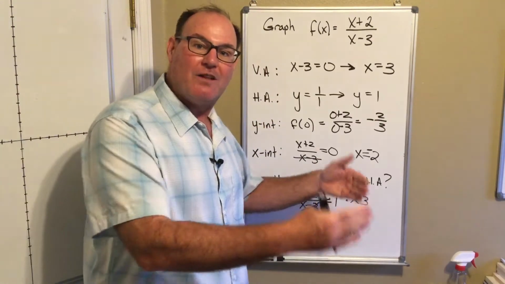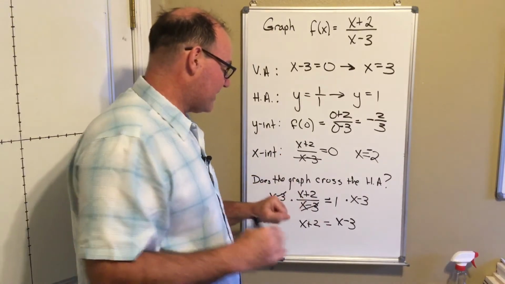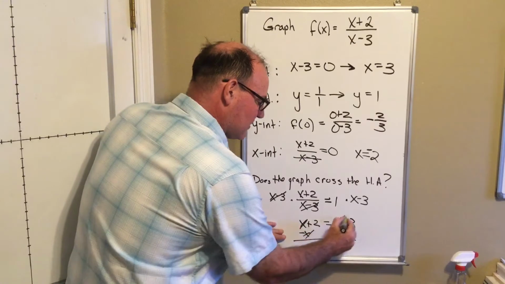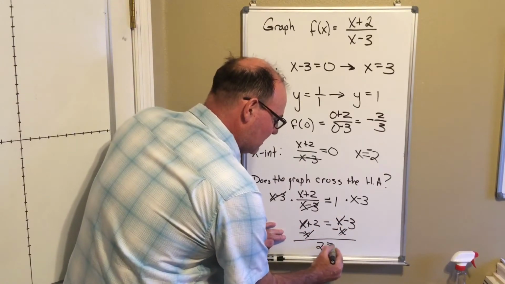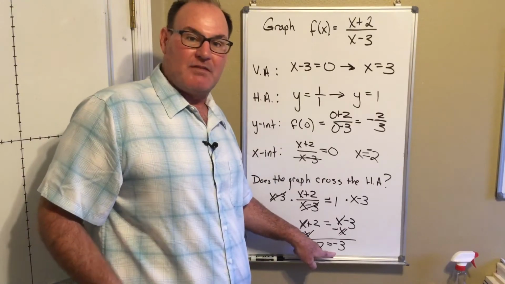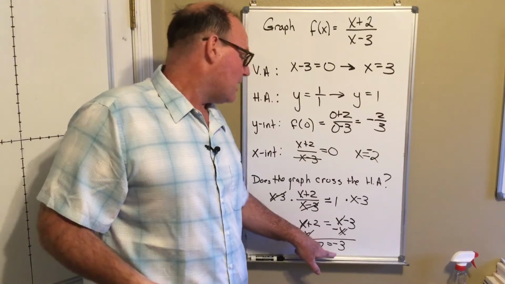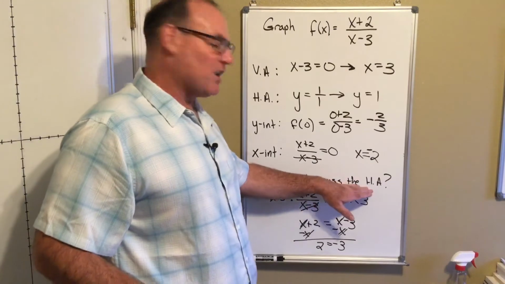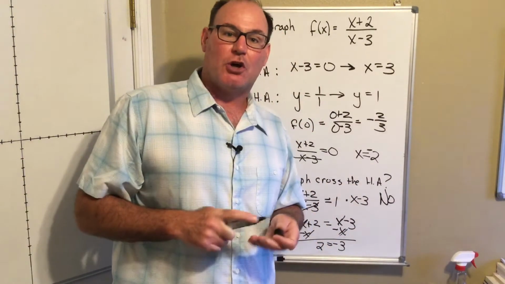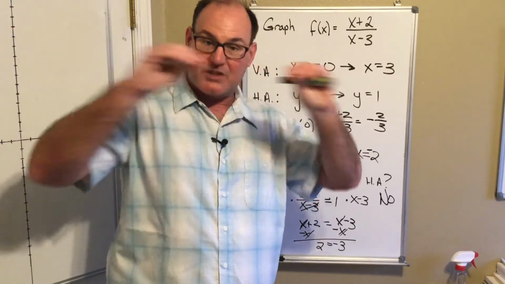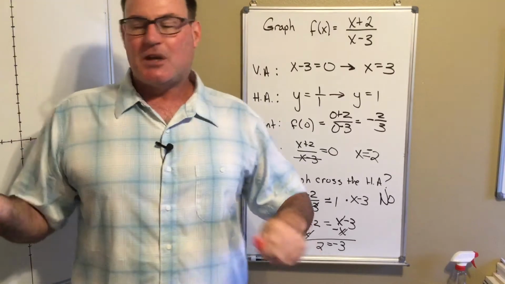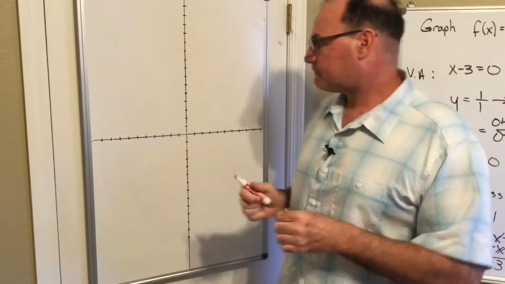When I go to get all of my x's on the same side to solve this, the x's cancel everywhere, and I have the statement 2 equals negative 3. That's a false statement. That can never happen. There's no x there. So what that means is, does the graph cross the horizontal asymptote? No. So I can rest assured that my graph's horizontal asymptote is going to be a nice firm barrier as well.